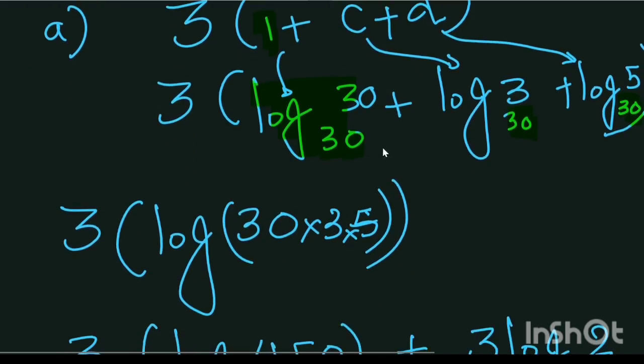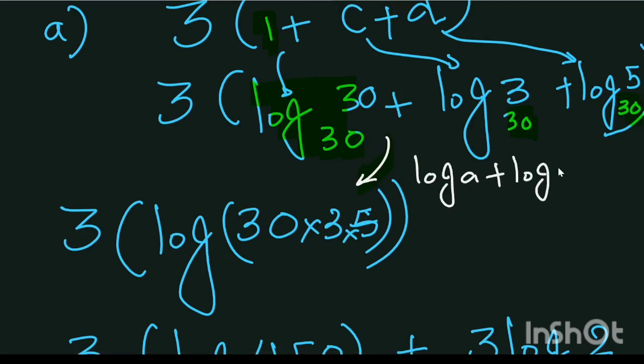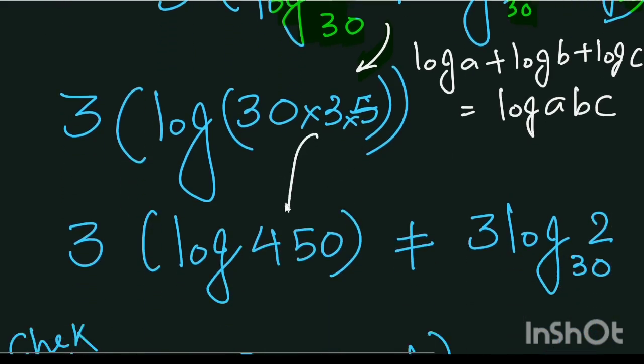So this is now used in the next step. 3 and 5 are multiplied using what, guys? We can say that log a plus log b plus log c is equal to log abc, the product rule. So 30 into 3 into 5, 3 fives are 15, and this becomes 450, but this is not equal to 3 log 2 base 30, which is given in the question. So option A we will discard.